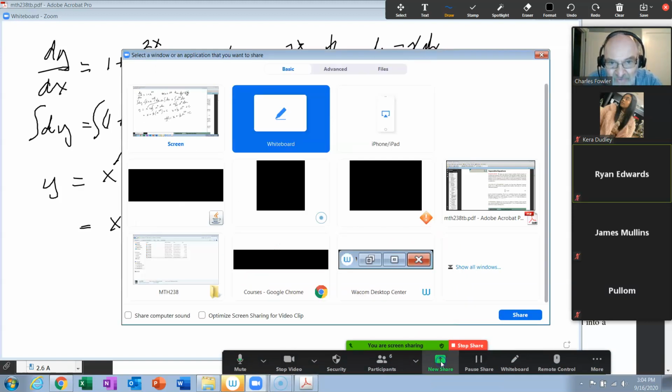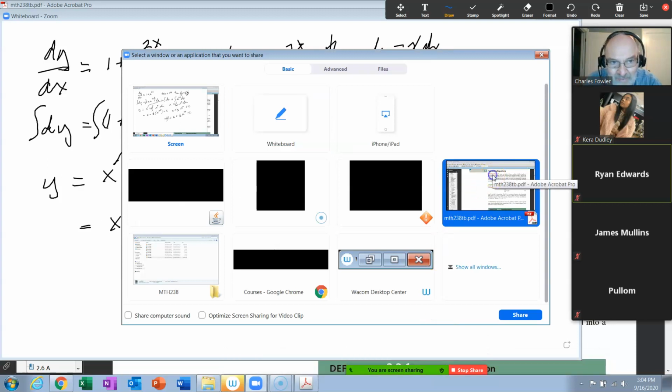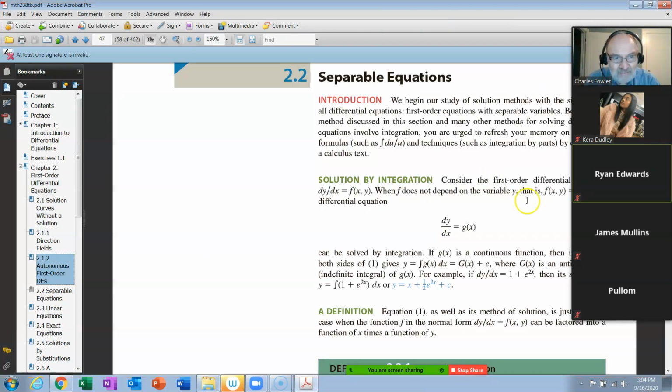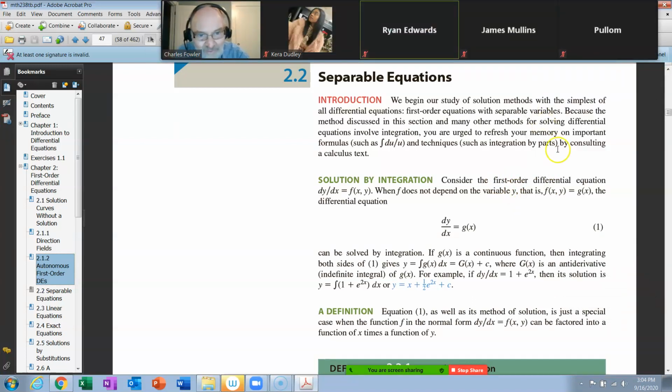Okay, so let's go back to the book. All right, now I've got to move y'all out of the way again. Ryan, you're in the way. Okay, there we go. And here's the definition. That's what we got. y is equal to x plus 1/2 e to the 2x plus c.